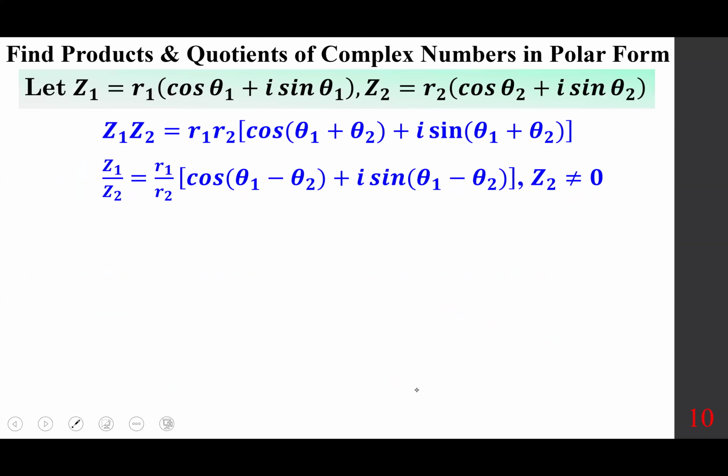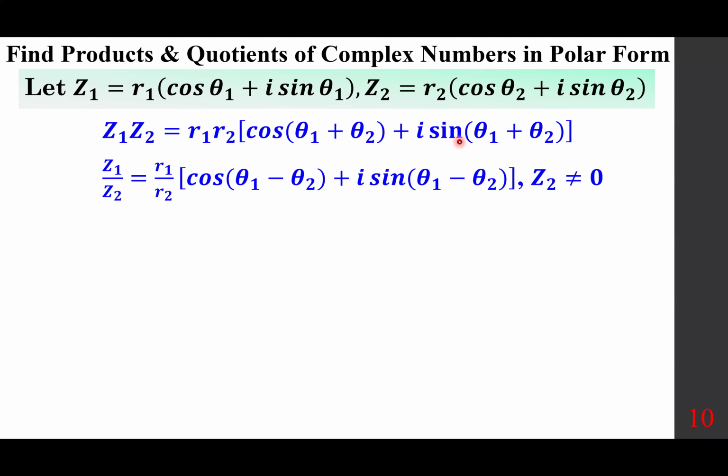Find products and quotients of complex numbers in polar forms, where Z1 is R1 cis theta 1 and Z2 is R2 cis theta 2. And we are saying this is the product, this is the quotient, and of course the denominator Z sub 2 can't be 0. You remember I put that in the summary. We want to look at the proof now. We want to prove that Z1 Z2 is the product of R1 R2, and then cosine of the sum of the arguments plus I times sine of the sum of the arguments.